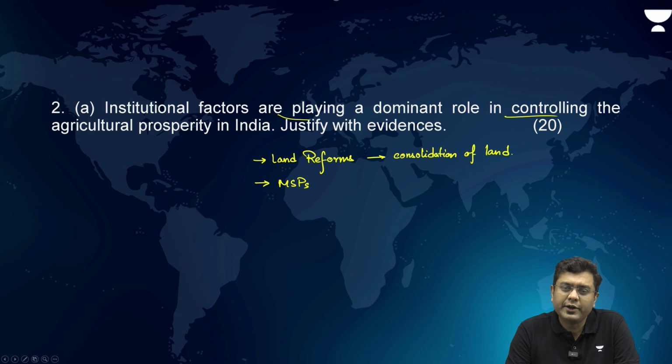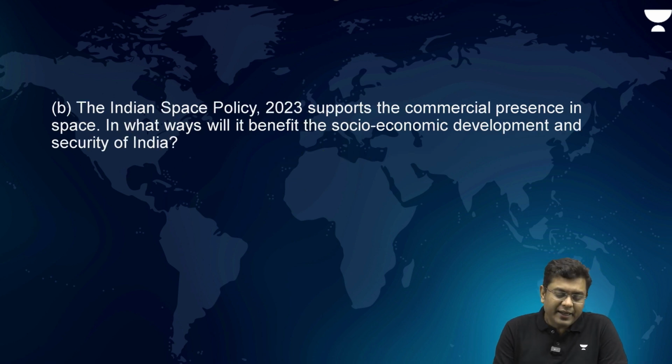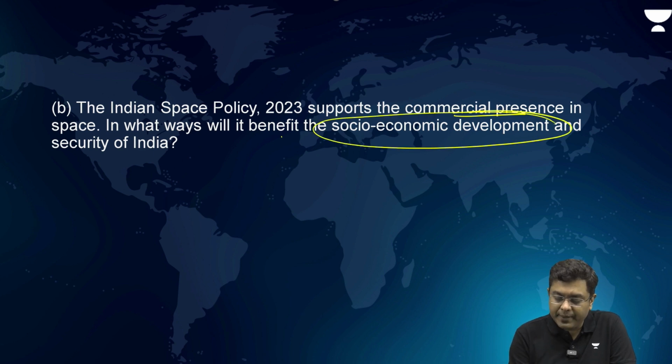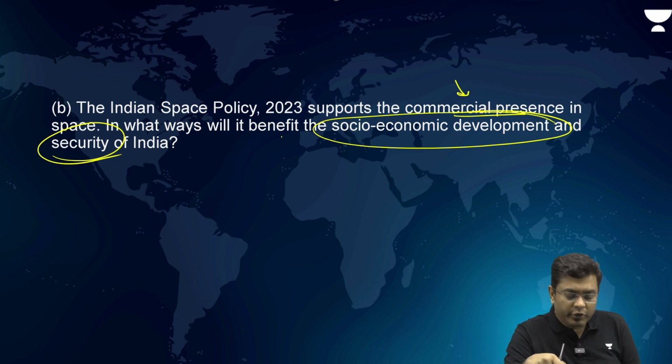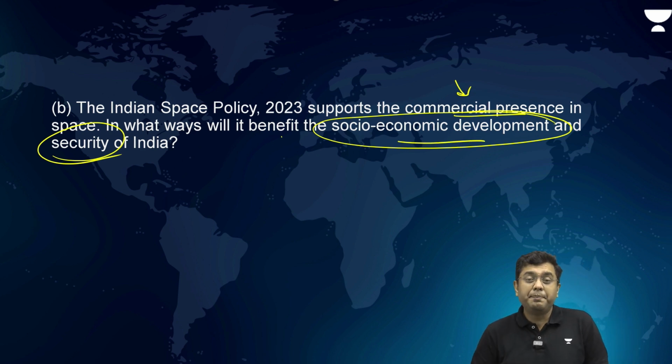All that you can talk about that have led to agricultural prosperity. Okay? Then after that, the Indian Space Policy 2023 supports the commercial presence in space. In what ways will it benefit the socio-economic development and security of India? So, here the Indian Space Policy basically talks about more commercial presence, more participation of the private players also in the space sector. So, what will be the socio-economic development associated?